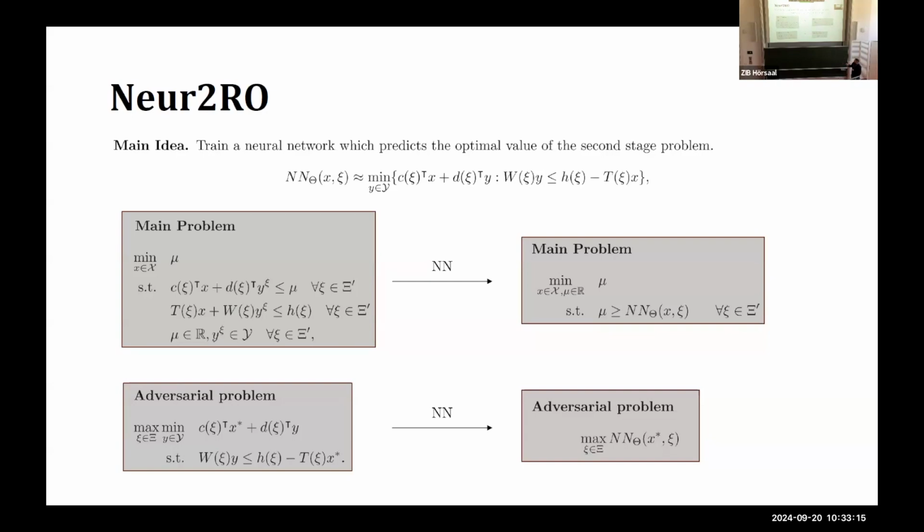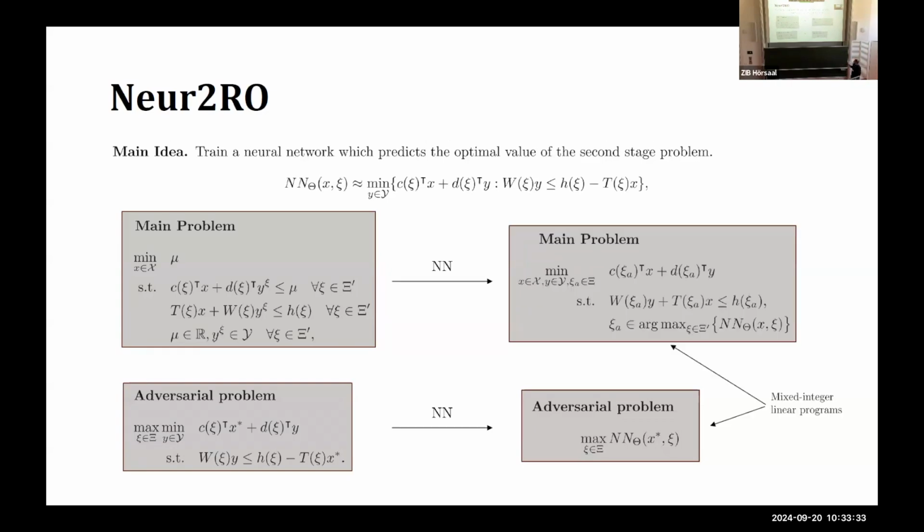The same for the adversarial problem. You're just maximizing the second stage value here. So you can just maximize the neural network value here. Again, the neural network is a mixed integer program. So this is a mixed integer program you're solving here. Okay, so this looks much easier. It didn't work very good. This works very good.